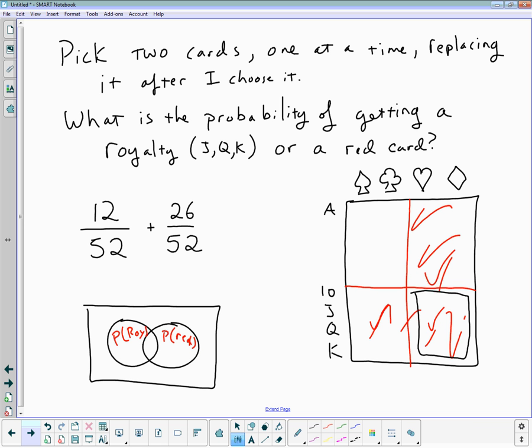Probability of getting royalty and the probability of getting red are not disjoint anymore, are they? They're not disconnected from each other, are they? Because there are things that do both, right? So if we were to go back to the dart example, and if I were to throw a dart at this, anything that's inside this bubble would succeed, right? Agreed?